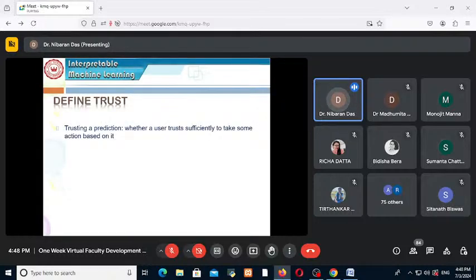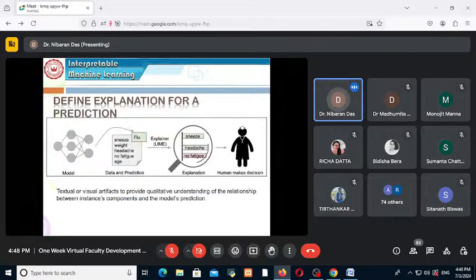Now, what do we mean by trust? Trusting a prediction: whether a user trusts it sufficiently to take some action based on it. Trusting a model: whether a user trusts a model to behave in a reasonable way if deployed. For example, here the model data prediction is flu, with symptoms sneeze, weight, headache, no fatigue. The human then makes the decision.